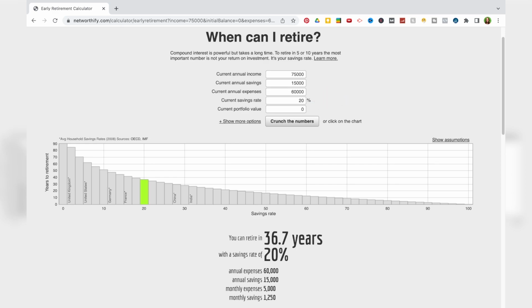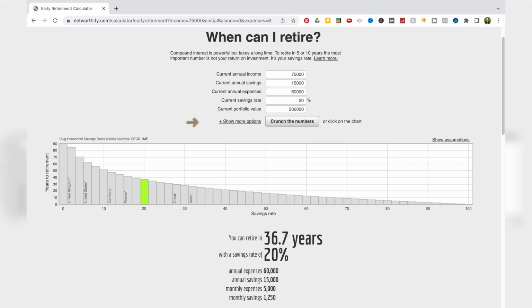So by entering our savings rate at 20%, we can see that our current annual expenses are $60,000 and our current annual savings amount is $15,000. And then we can enter in our current portfolio value. So how much ever we already have invested. Let's say we have $200,000 already invested.